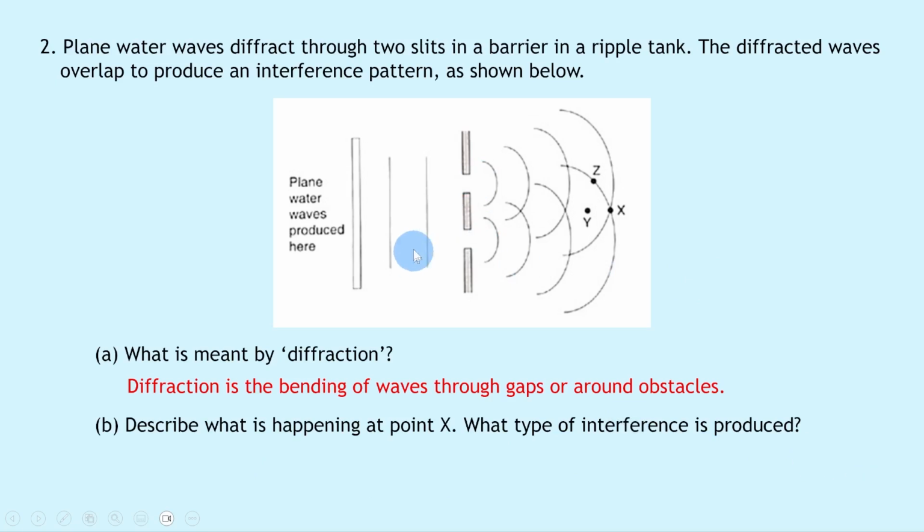Well, it's worth pointing out first of all that these straight line waves are called wave fronts and they also represent the crests of the waves. So that means that these curved waves are also the crests of our waves. So at point X, we've actually got this line overlapping with this line, which means we've got a crest meeting a crest. So that means we can say that crest meets crest at point X. And what type of interference is produced if we have a crest meeting a crest? Well, that is constructive interference.